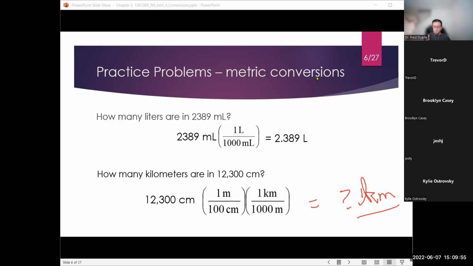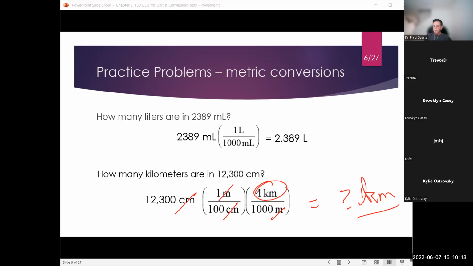So I need factors that will get rid of centimeters, which put me into meters, and then get rid of meters to put me into kilometers. So I got 2 factors here where my centimeters cancel, my meters cancel, leaving me with units of kilometers.